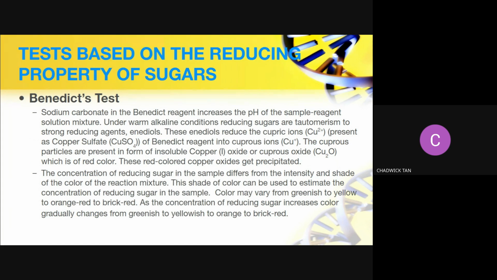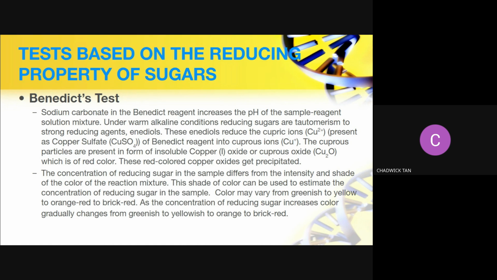Okay. So sodium carbonate increases the pH. So magiging alkaline. So pag nilagay mo sa water bath under warm alkaline condition, reducing sugars are isomerized or tautomerized. There's tautomerism to strong reducing agents. So they reduce the cupric ions from copper 2 plus to copper plus 1. So cupric to cuprous. So you'll form the red colored precipitate.